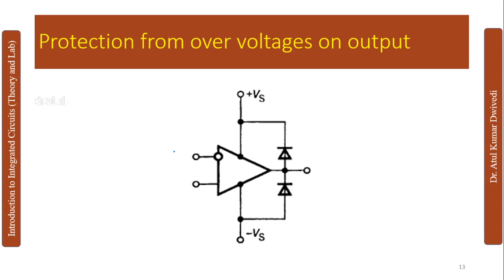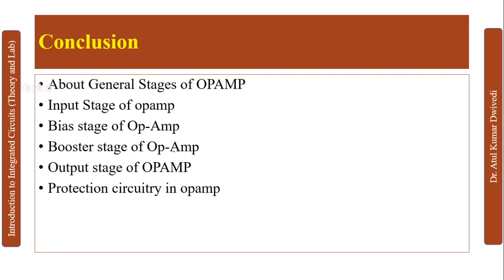Okay. So today in this lecture we have studied general stages of op-amp, input stage of op-amp, bias stage of op-amp, booster stage, meaning gain stage of op-amp, output stage of op-amp, and protection circuitry in op-amp. You may not understand protection circuitry this time because we have not covered operational amplifiers in detail right now, but in future you will be able to understand all those things.